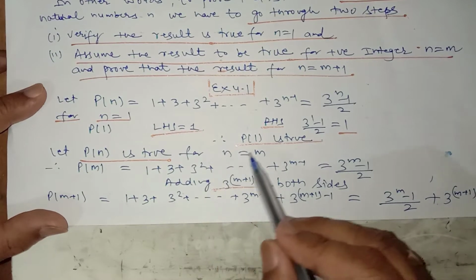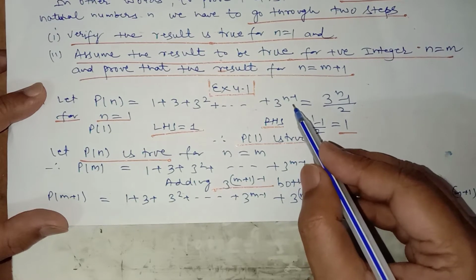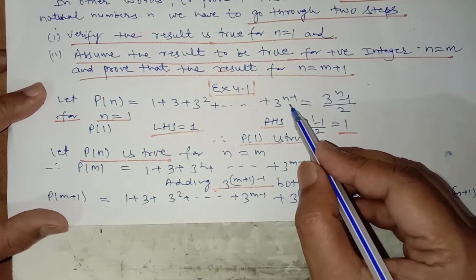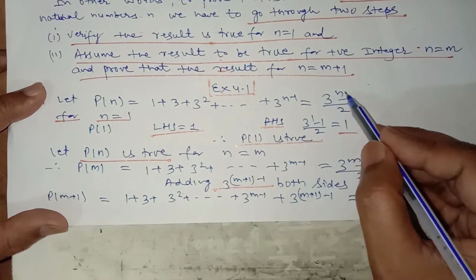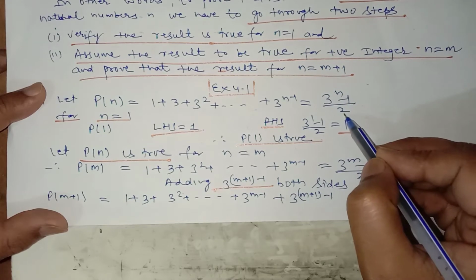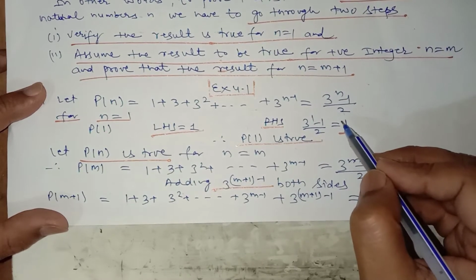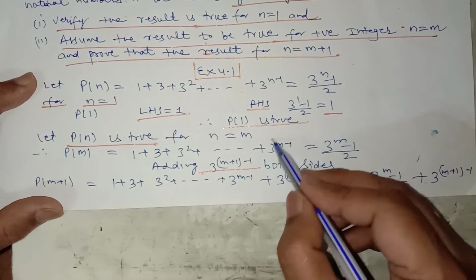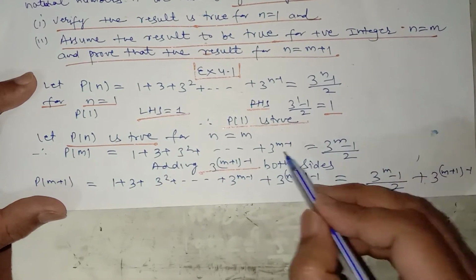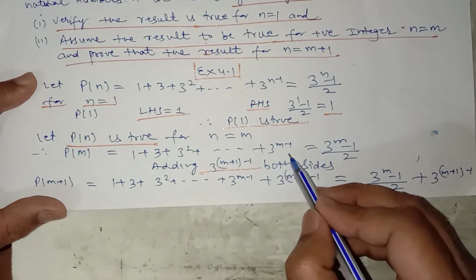Now we have to prove that this statement is true for exactly the next natural number, that is m plus 1. So you should obtain on the right hand side 3 raised to power m plus 1 minus 1 upon 2 when we prove that it is true for the next natural number m plus 1. So how do you have to do it? Listen very carefully. You simply have to add the next term to both the sides, because we have to find the sum of m plus 1. This is the sum of m and you have to find the sum of m plus 1. So we need the next number.